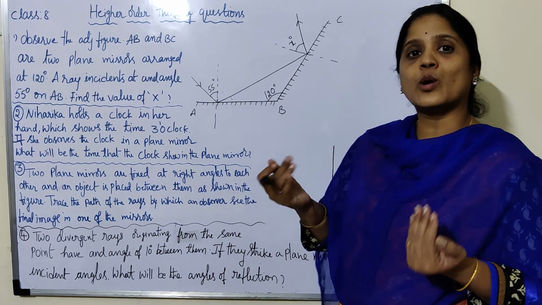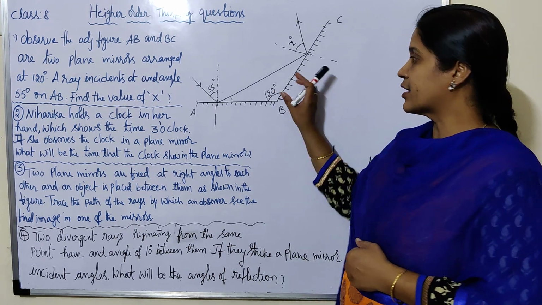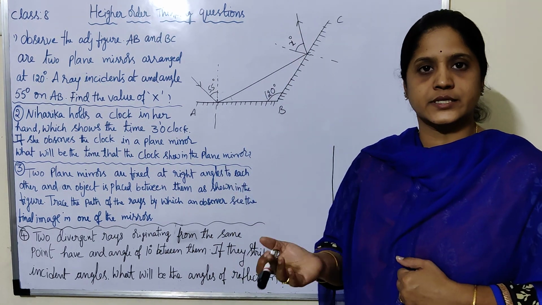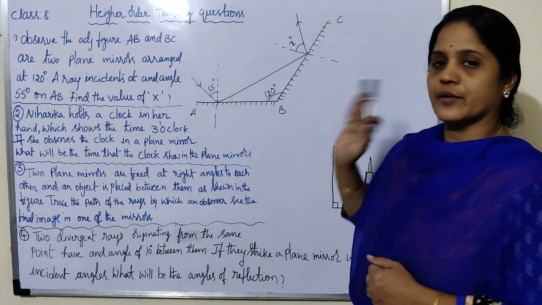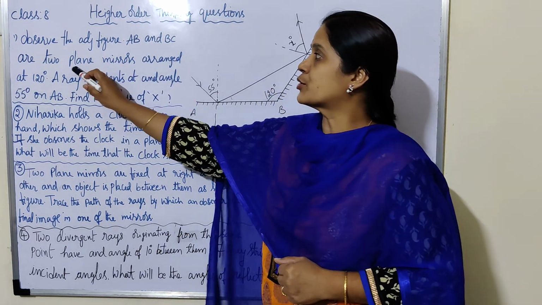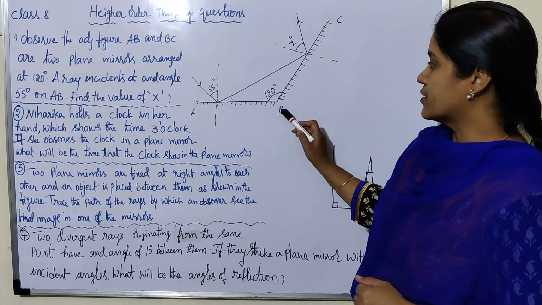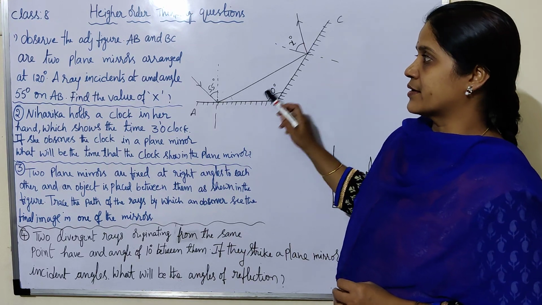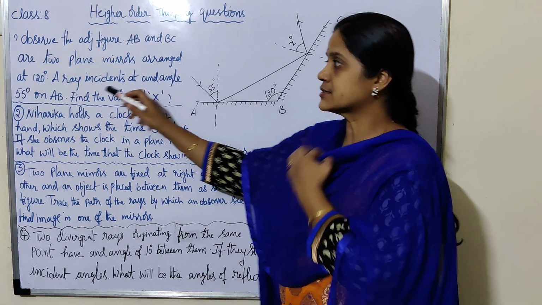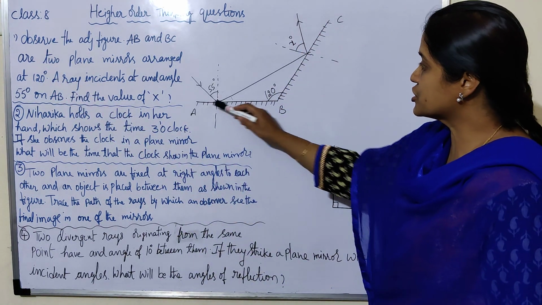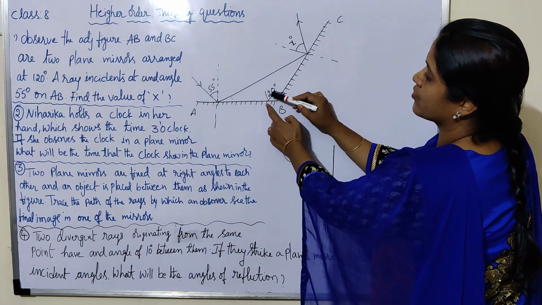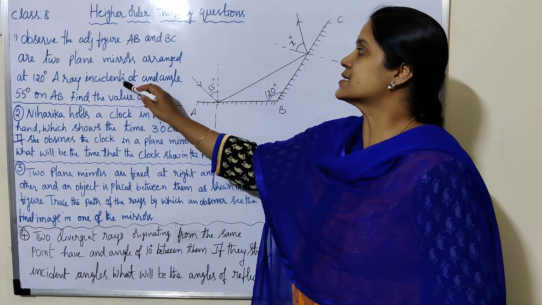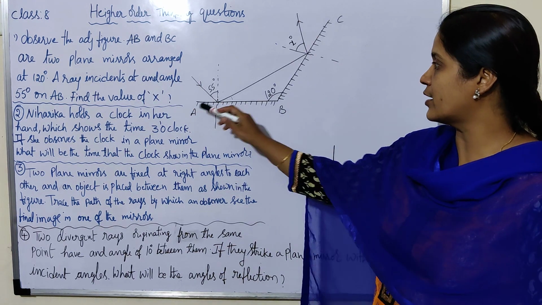So, how to understand the given problem? A figure is given, so see the figure. Again, start reading sentence by sentence. Observe the figure. AB and BC are 2 plane mirrors. Here, AB is one plane mirror, and BC is another plane mirror. These 2 plane mirrors are arranged at 120 degrees, meaning these 2 plane mirrors are attached at an angle of 120 degrees. A ray is incident at an angle of 55 degrees on AB.